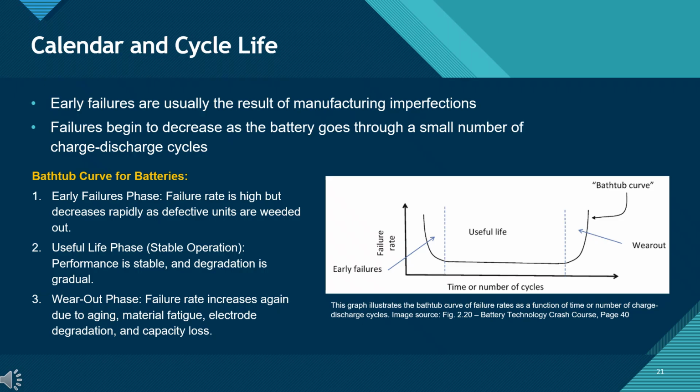Wear-out failures, which happen toward the end of the battery's life. After many charge-discharge cycles, the battery begins to degrade more rapidly. This is due to aging, electrode wear, and chemical breakdown. The failure rate rises again as the battery approaches the end of its usable life.